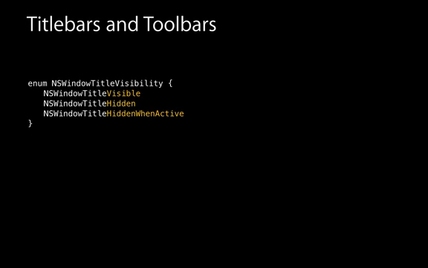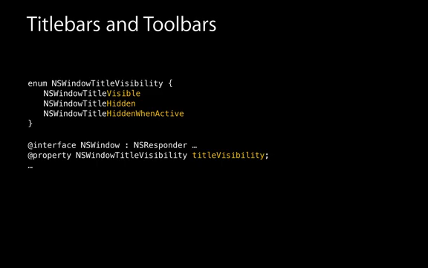We have a new enumeration called NSWindowTitleVisibility. It has 3 states: visible, hidden, and hidden when active. Hidden when active adds a little bit of context, so when a window goes to the background, the title comes back. That can distinguish it from otherwise similar windows. These are settable through the titleVisibility property.